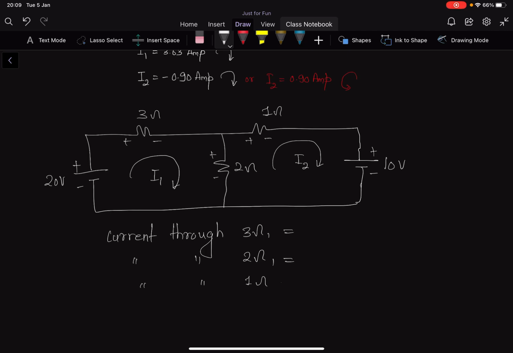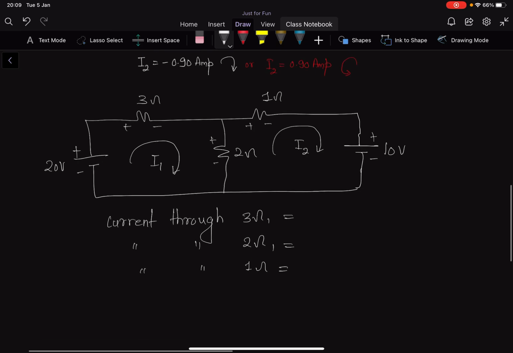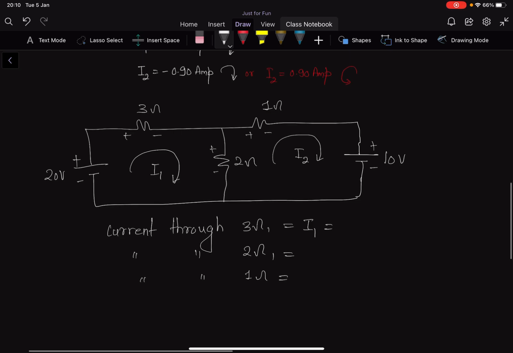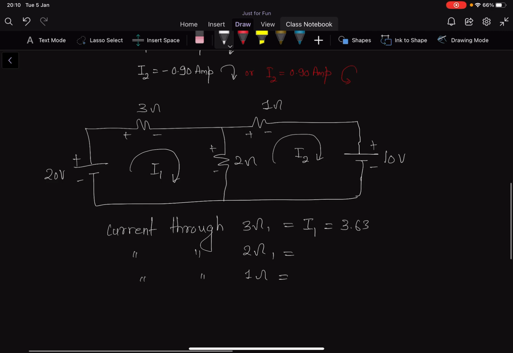So let's see what we're going to see here. Now the current through the 3 ohm is nothing but I1, because it's the outer resistor, and the same current will flow in the 3 ohm. That means whatever mesh current, whatever loop current you have, is going to be the same, because it's the outer resistor. So it's going to be the same value, which is 3.63 amps. And remember the direction of that. The direction is this way, which is clockwise.